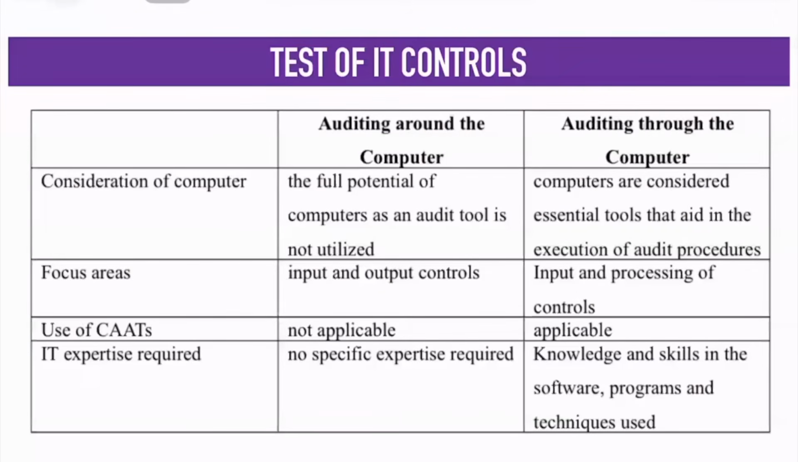In your around the computer, we don't look at the computer as an audit tool. Why? We only look into outside of it. That is your input and output. How about in your through the computer? We look into your computer itself. So computer now here is considered. Therefore, we look into input, the process, and the output. Here, input and output. You don't look into the process of the computer.